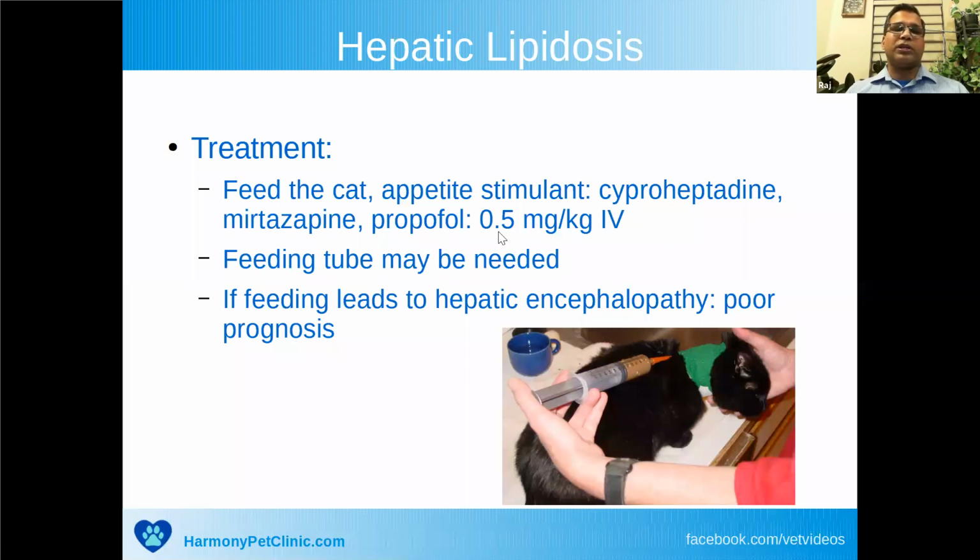We need to hold the food in one hand, and as soon as we inject, give the food, and the cat will start eating. Usually the effect lasts for 30 minutes, so the cat will have some appetite for 30 minutes. This is one of the efforts we can make. If these do not work, then the cat may need a feeding tube. Usually we put in an esophageal feeding tube. If feeding the cat leads to hepatic encephalopathy, that's a very poor prognosis, and the chances of recovery are low.